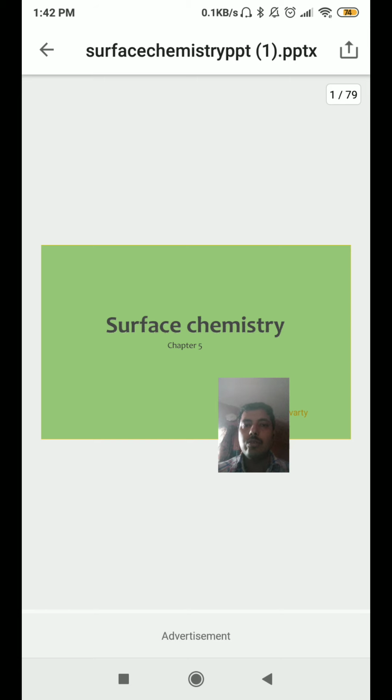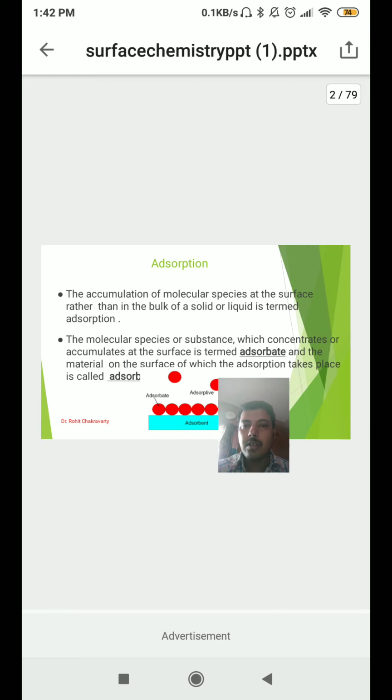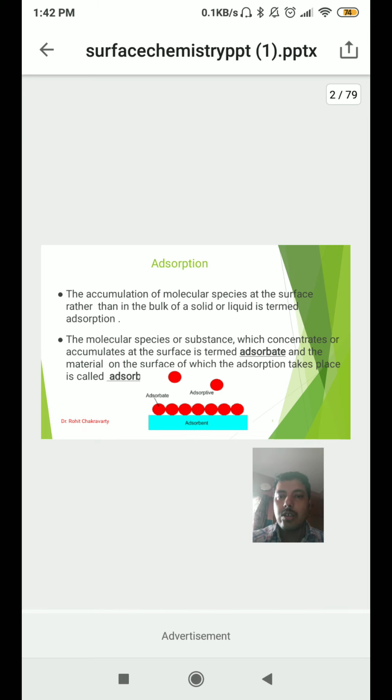So coming on to the first slide, the accumulation of molecular species at the surface rather than in the bulk of a solid or liquid is termed as adsorption. Basically, there is an accumulation of a layer over the surface of a solid, and that process is known as adsorption. As far as the definition of adsorbate and adsorbent is concerned, the molecular species or substance which concentrates or accumulates at the surface is termed as adsorbate.